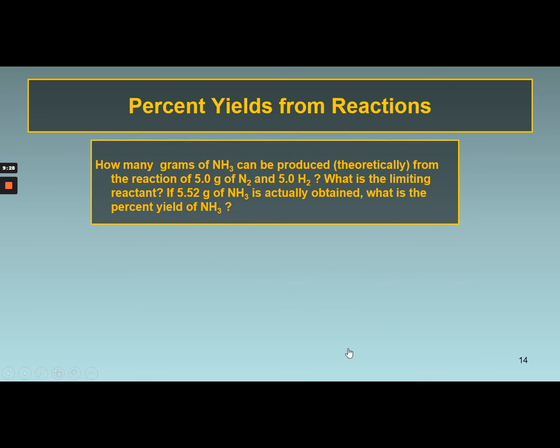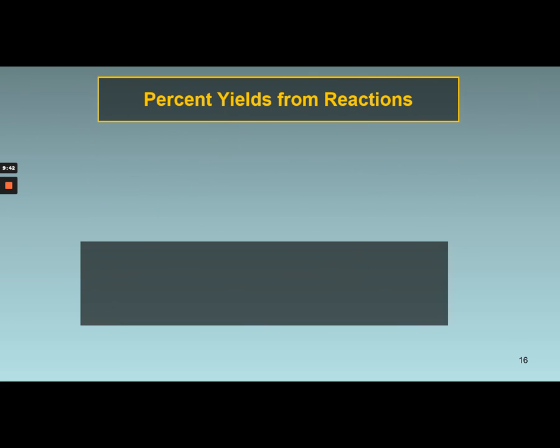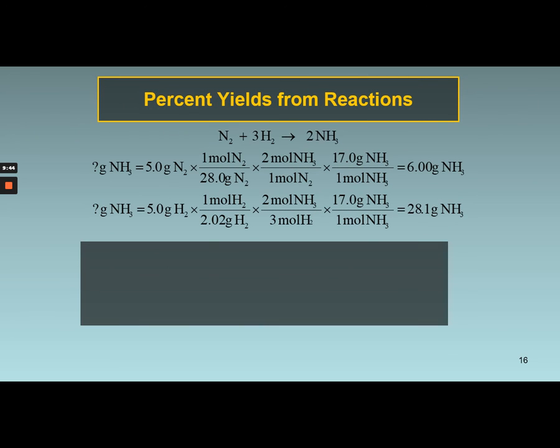All right, I'll do another one. Here's the one with ammonia where we use the same masses of the reactants. So let's look at what happens when nitrogen reacts with hydrogen to produce ammonia. What if we had 5 grams of each? How do we determine what the limiting reactant would be?